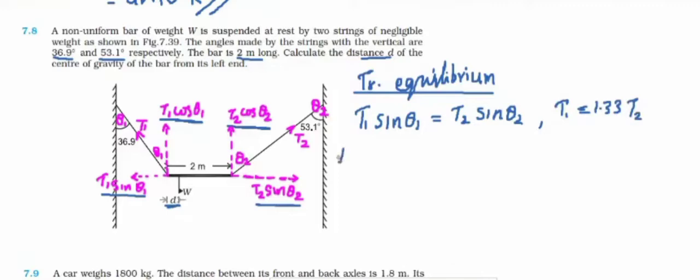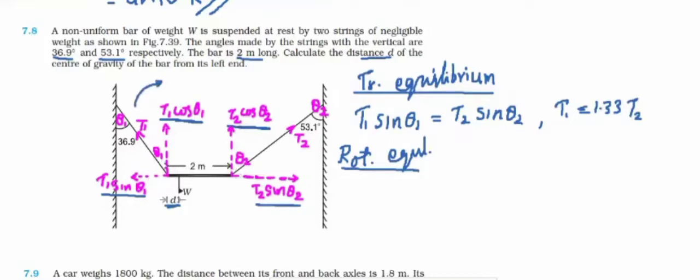Then next, use rotational equilibrium. When you use rotational equilibrium, we need to consider the torque acting there. So here you can see T1 cos theta 1 is trying to pull the left end of the rod in the clockwise direction like this.